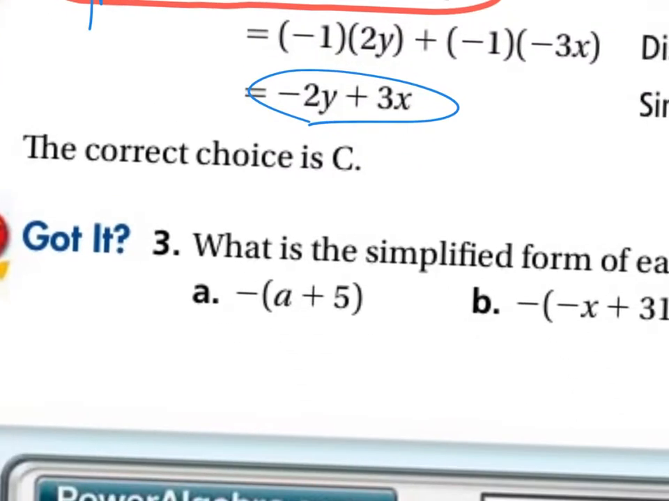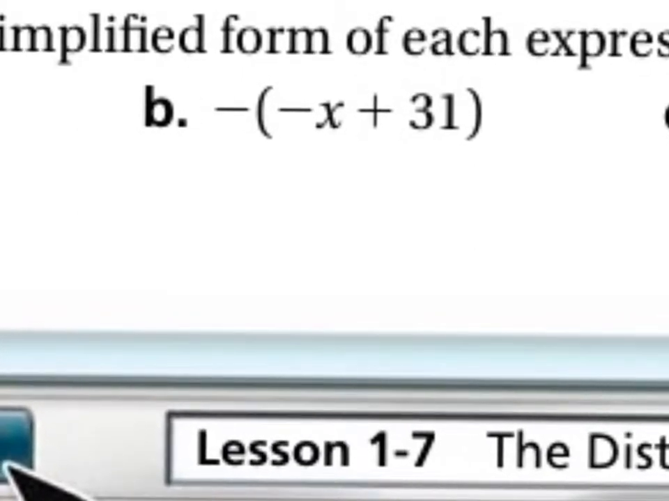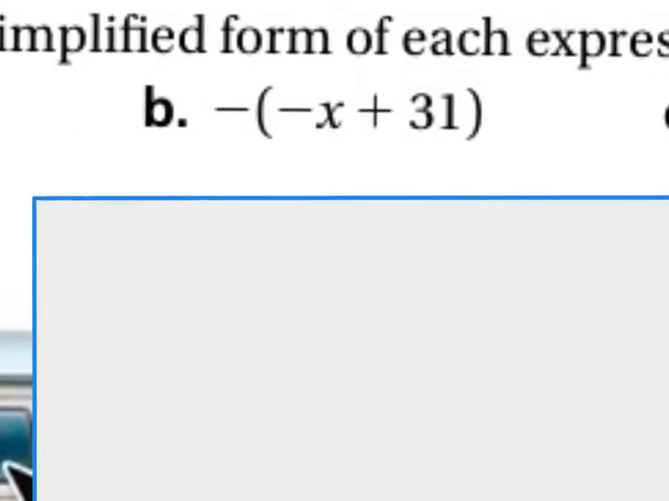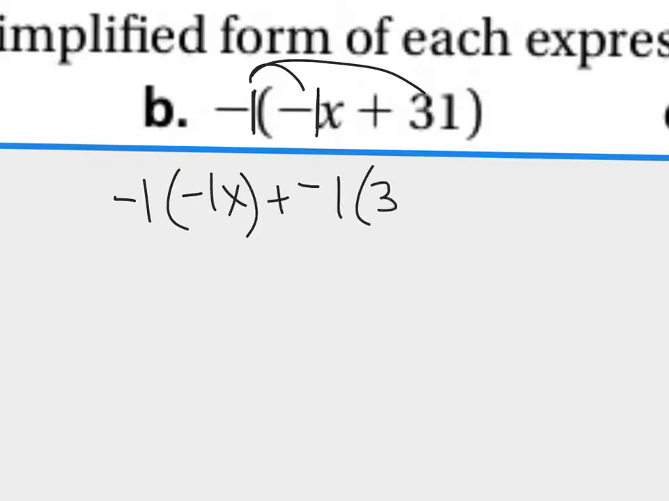So if we look at the got it, part B, doing this one just because it's a little bit different than the one in the book, so a little bit of variety here. So once again, we can put a 1 out in front here, and then at this point we can distribute. If it helps you, there's not a number next to the x. If you want to put a 1 there, you can. And so then we'll be doing negative 1 times negative 1x plus negative 1 times 31.